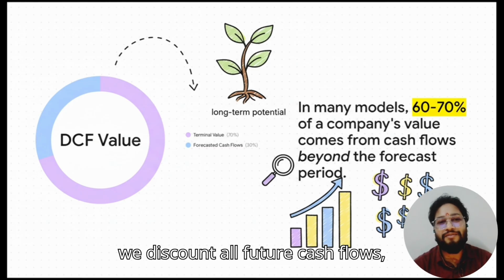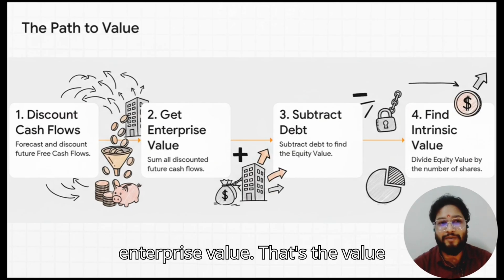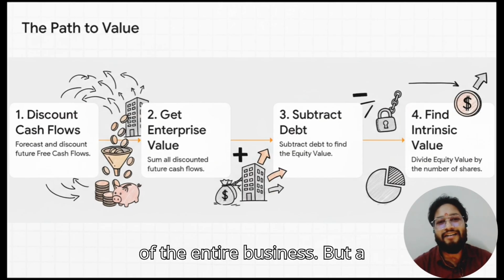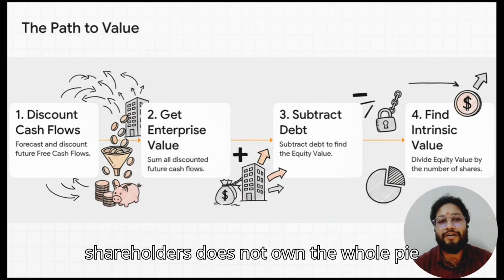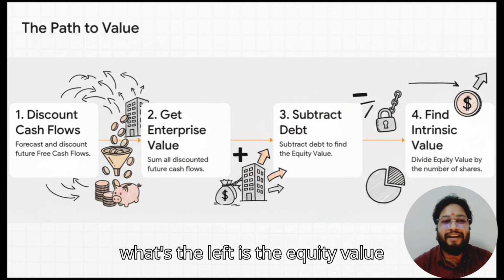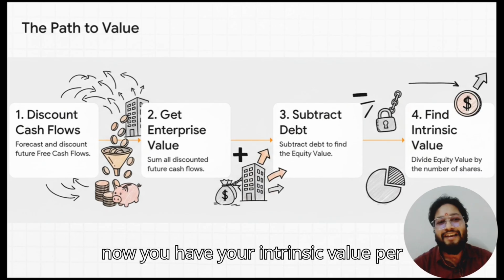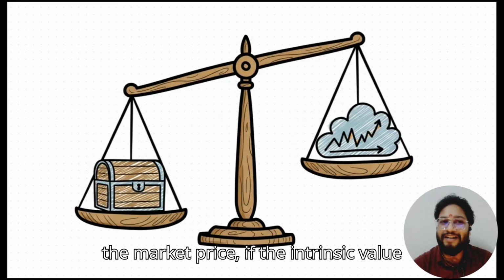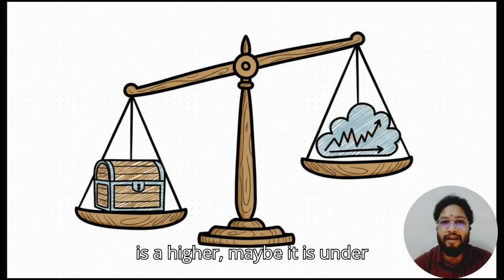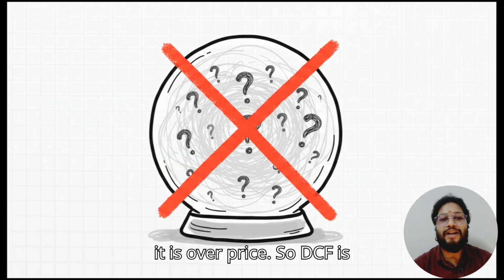Once we discount all future cash flows, we get something called enterprise value. That's the value of the entire business. But shareholders do not own the whole pie alone. We subtract the debt, and what's left is the equity value, divided by the number of shares. And now you have your intrinsic value per share. Now you compare that to the market price. If the intrinsic value is higher, maybe it is undervalued, and if it is lower, maybe it is overpriced. So DCF is not a magic formula.